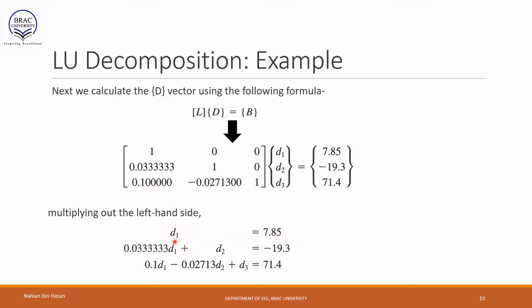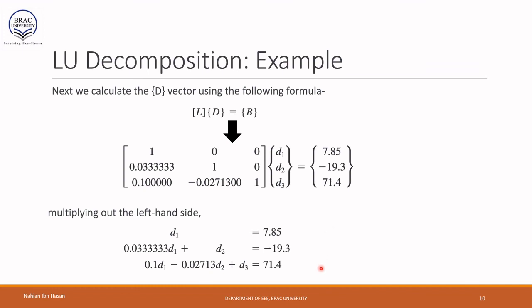Once we determine d1, we can easily substitute the value of d1 into the second equation, and then we can get the value of d2. After we have determined the d1 value, and from the second equation the d2 value, we substitute these two values into the third equation. In the third equation, the only unknown variable left is d3. So we can easily find the value of d3. Look at this approach, it's a forward substitution method. We start with the first equation, then the second equation, then the third equation. So this is the forward substitution method.